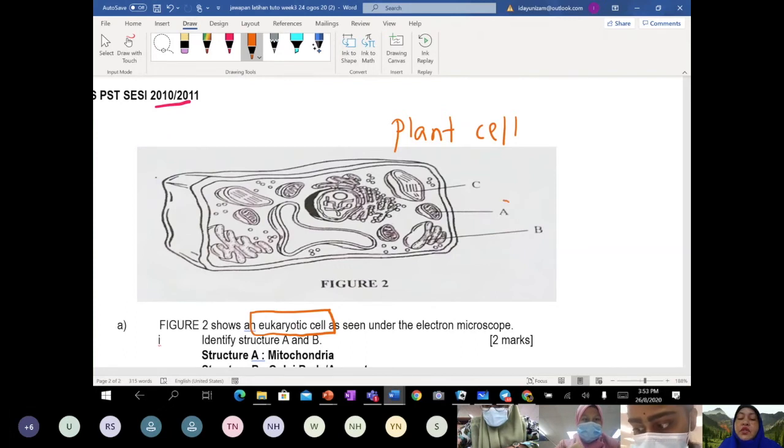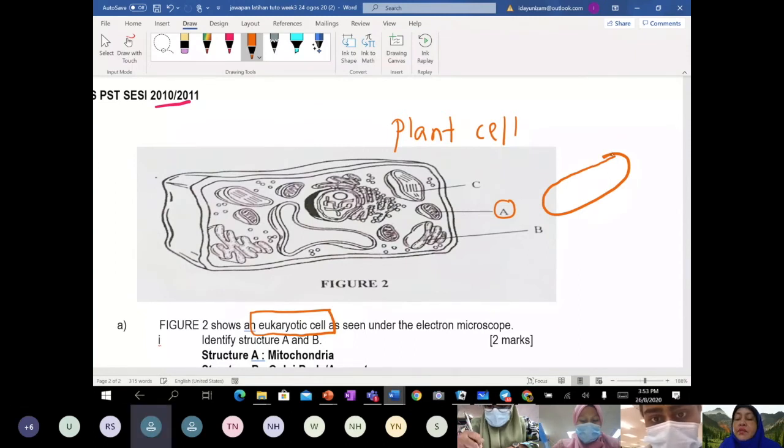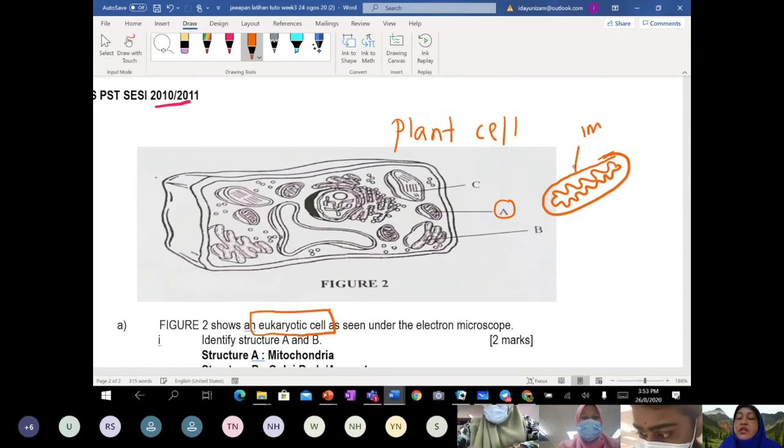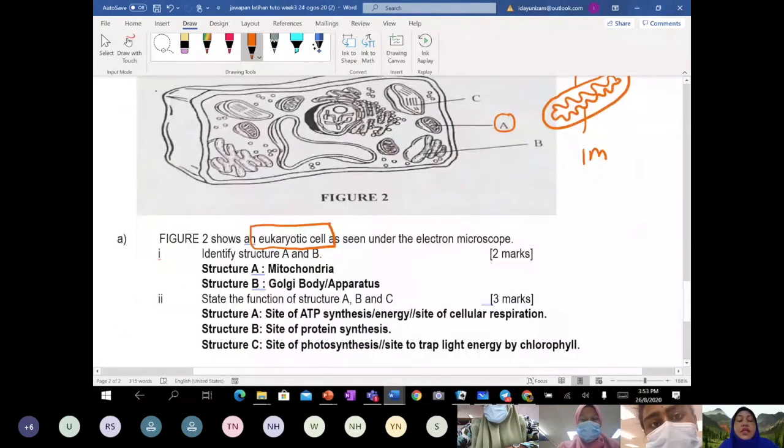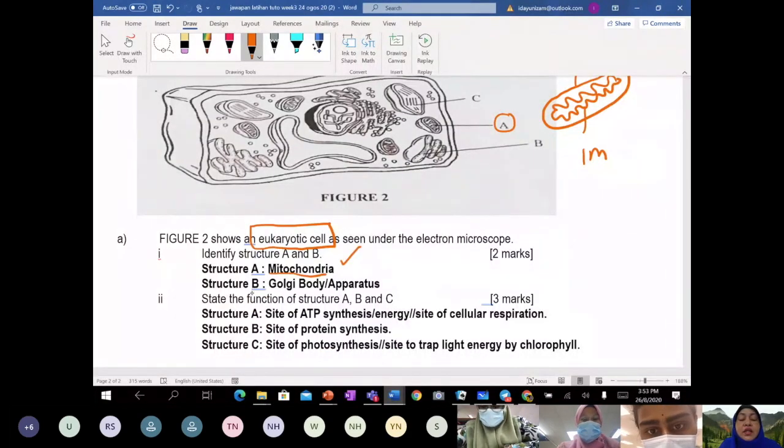Actually, what you observe as A is mitochondria, because maybe you observed that the structure seems to shrink. Actually, it's a mitochondria. As you all know, mitochondria has a double membrane, an outer membrane and an inner membrane. So A is actually mitochondria. Teacher can see your answer B is Golgi body apparatus. Yes, good. Next, what is C?